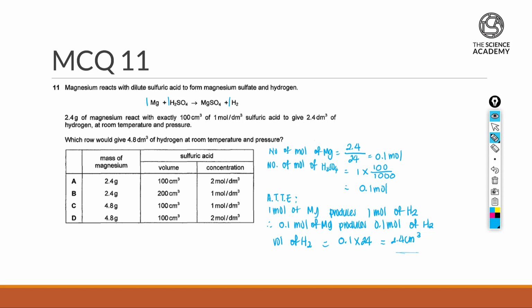So in this case, option A is out and option B is definitely out. The concentration here should also be double in order for the hydrogen produced to be 4.8 dm³. Let's take a look at whether that is true. If 4.8 grams of magnesium was used, the number of moles of Mg should be the mass again divided by the Mr, which gives you 0.2 mole.